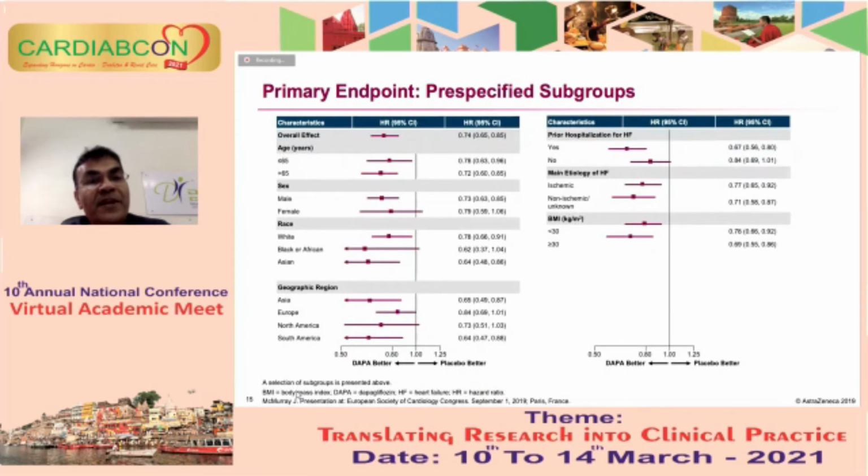The primary endpoint, even in the patients who are elderly or even those who are less than 65, female and male sex both, in all races, but in the Asian and Black, the benefit was more. The same way, the patients who are in Asia, North America, and South America, benefit was more compared to the European population. Those patients who are having already a history of hospitalization for heart failure, the benefit was more. The patients who are non-ischemic, it means we don't know the reason for their heart failure. Ischemia was not there. It was not CAD, the benefit was more. Even the patients whose BMI is more than 30, the benefit was more in those patients also.